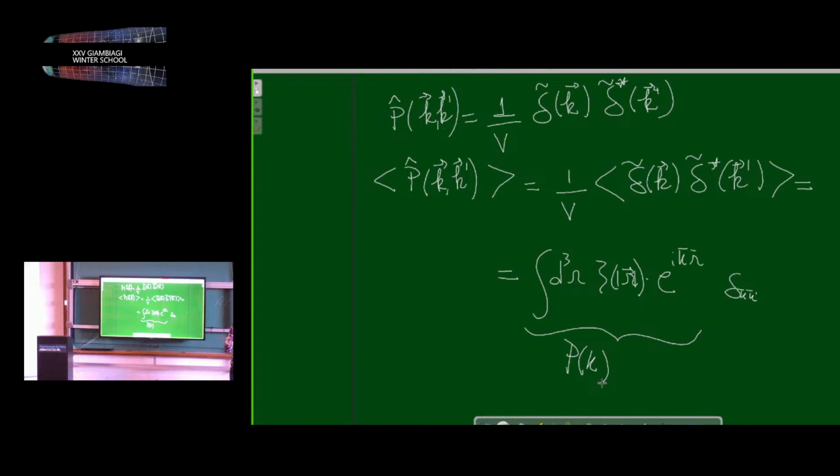It's obvious that you can write the Fourier transform of the density contrast in real space and in Fourier space. But here I'm showing that you can also write the Fourier transform of the correlation function and it ends up being the power spectrum. Okay? And this result, so, yes?